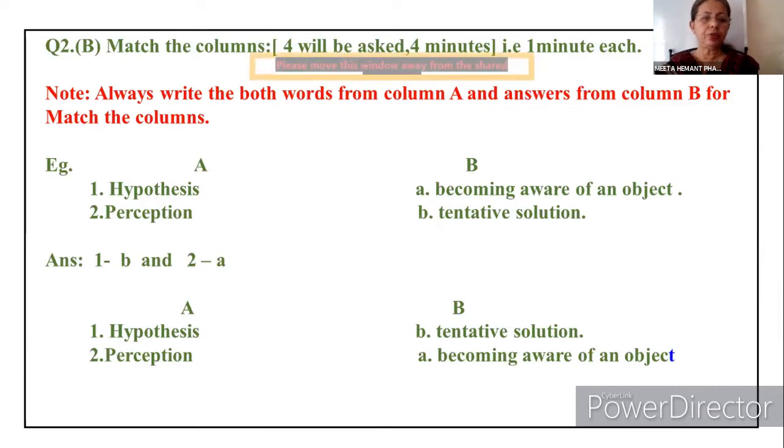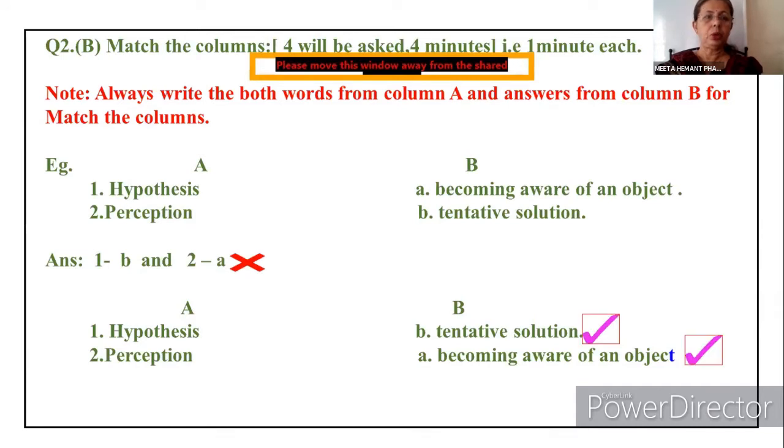Suppose the answer for first is B. You are not supposed to write 1B, 2A. If you write like this, then you will be given wrong. So what you are supposed to write? First, hypothesis, B, tentative solution. So this is the correct answer. Then second, perception, A, becoming aware of an object. This is the way of writing the match the columns. So children generally tend to write 1B, 2A. So they might lose their marks here. So be careful while writing the match the columns also.